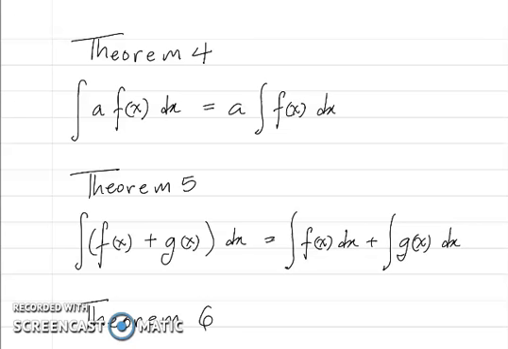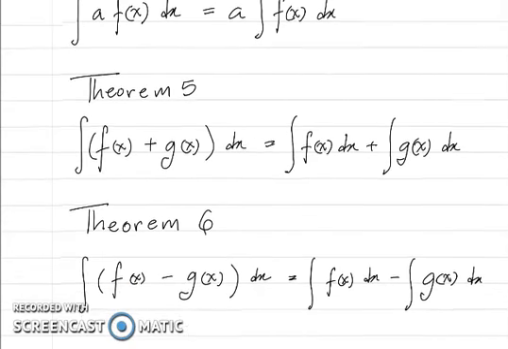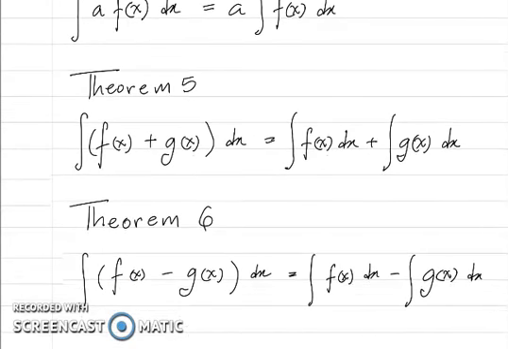Theorem 5 says that if you're integrating the sum of two functions with respect to x, then the answer is equal to the sum of the integrals of the two functions separated.